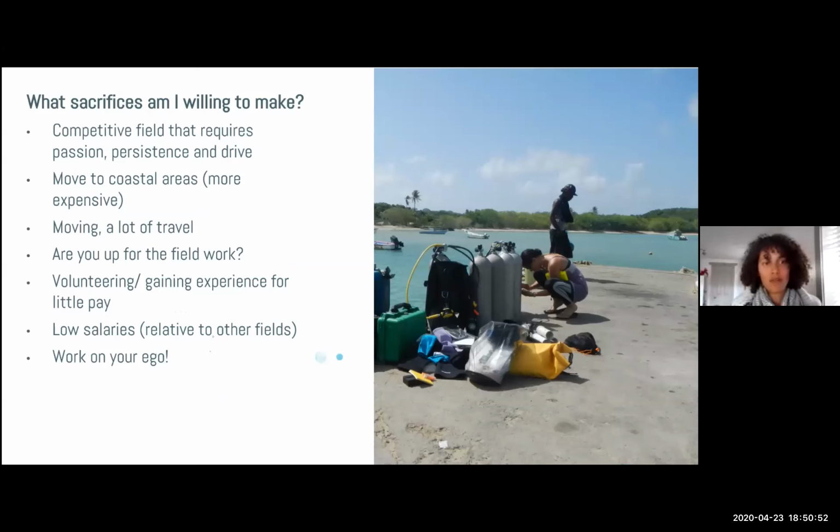And the last one is, what sacrifices are you willing to make for this career change or this career? It will require sacrifices. It's a competitive field, and you need passion, persistence, and drive to get through it. I don't think it's all going to be sweat and tears.